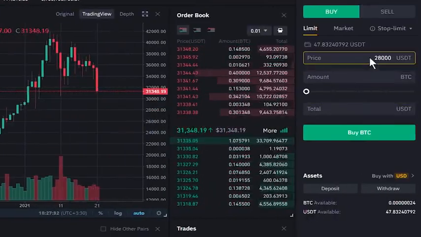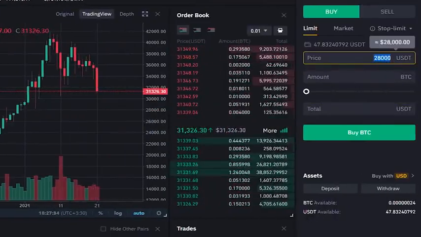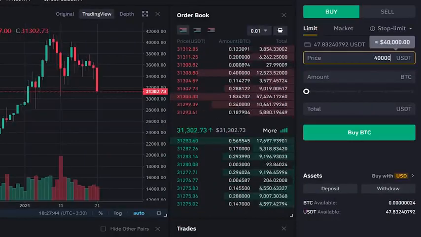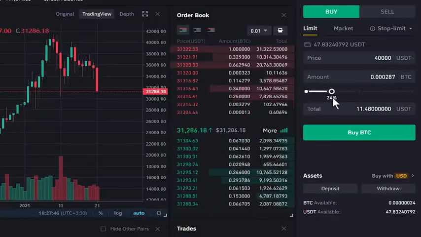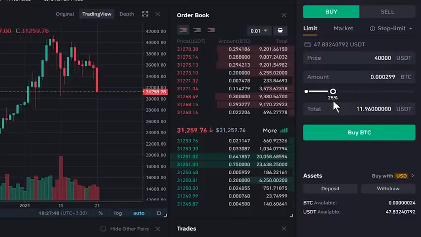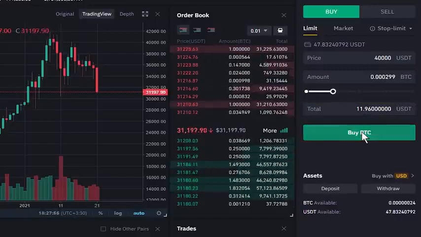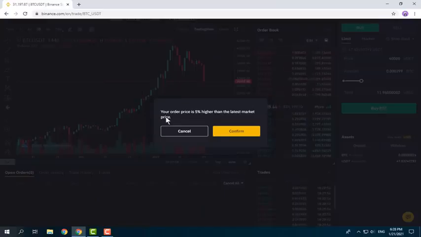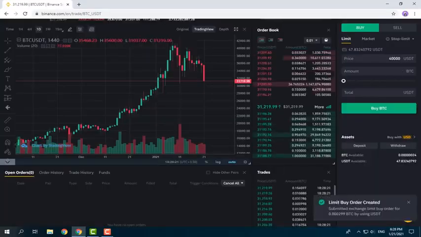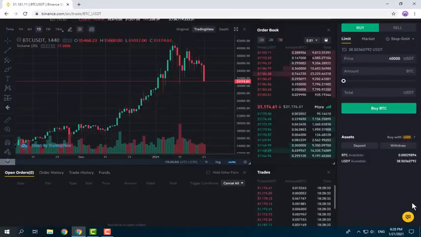For example, let's place our limit price on 40,000 and the amount, for example, 25% of our available Tether, and we click on buy BTC, and it shows this message that your order price is 5% higher than the latest market price. And if we click on the confirm, it's done and the order executed instantly.